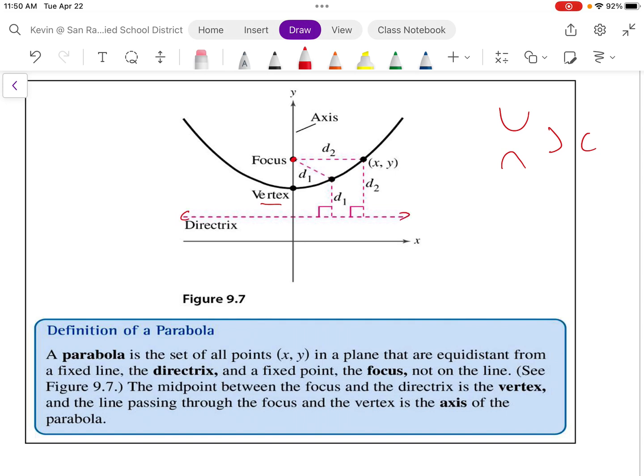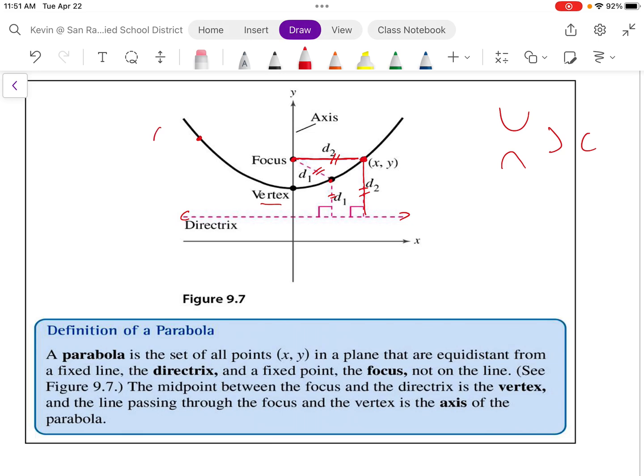And there's also a focus, and that's this fixed point that's inside the parabola. And there's also a directrix. That's this line here. And it's the focus and the directrix that actually give the parabola its shape. So you take any point along the parabola, like this point right here, and you draw a line from that point to the focus. So that's what this D sub 2 is. And then you draw from that point down perpendicular to the directrix, and these two lengths are equal.